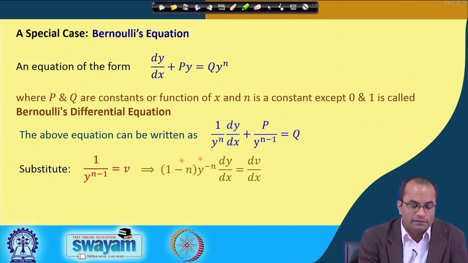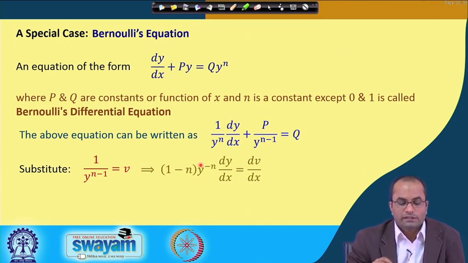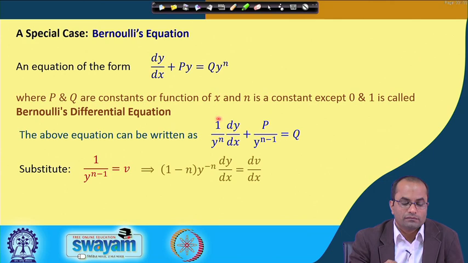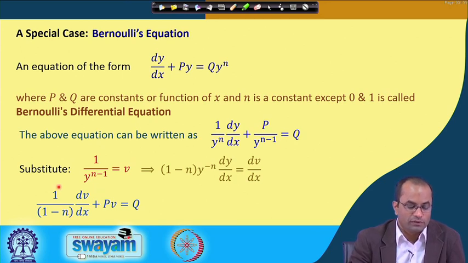So, we have exactly the derivative of this written here, and now the idea was this y power minus n with dy over dx. So, this term will become this dv over dx. This factor we can adjust by dividing this. So, once we substitute this 1 over y power n minus 1 is equal to v into this equation, what we will get? We will get 1 over 1 minus n and then just dv over dx.